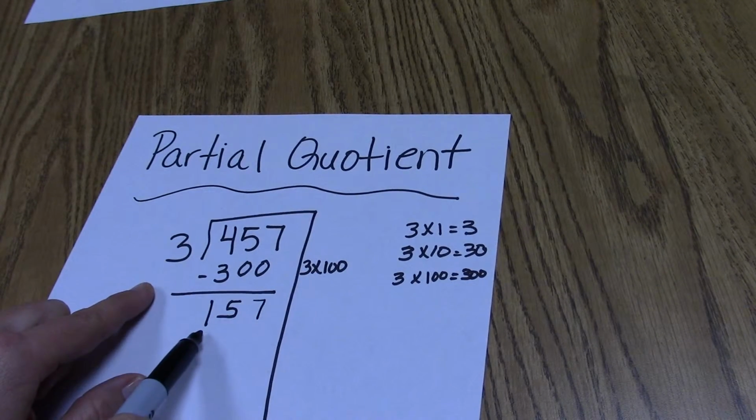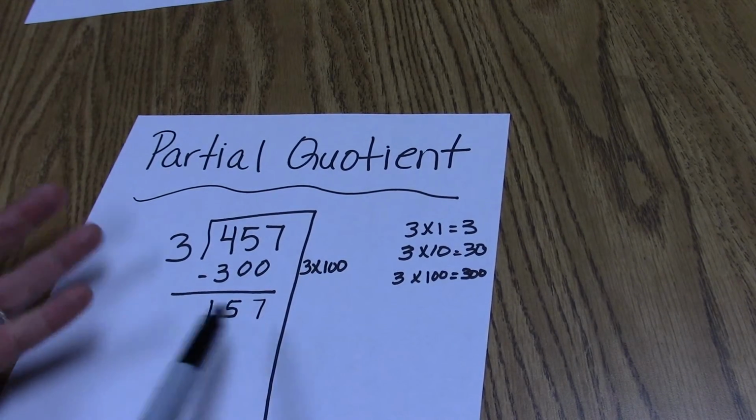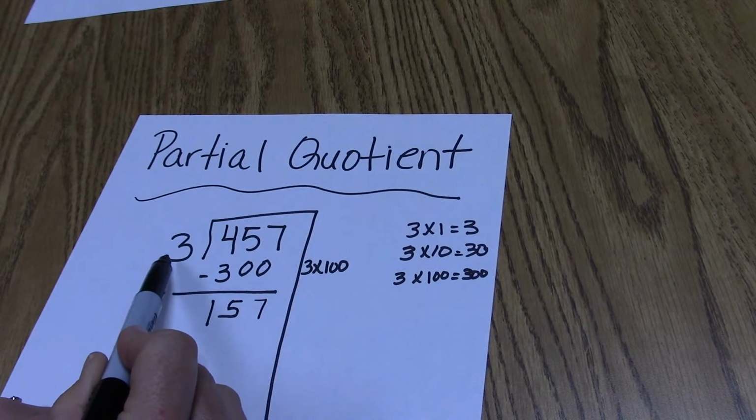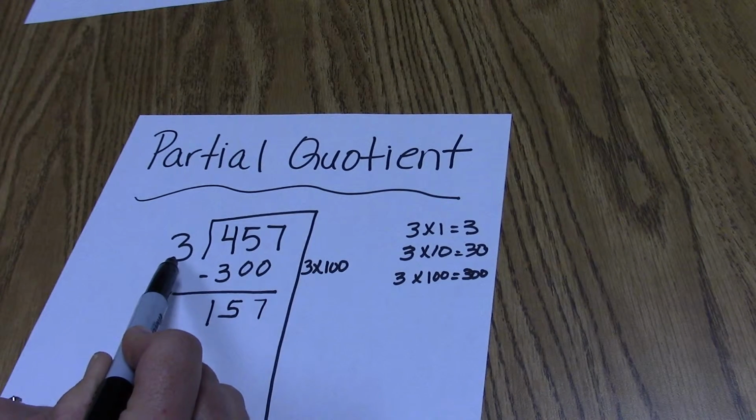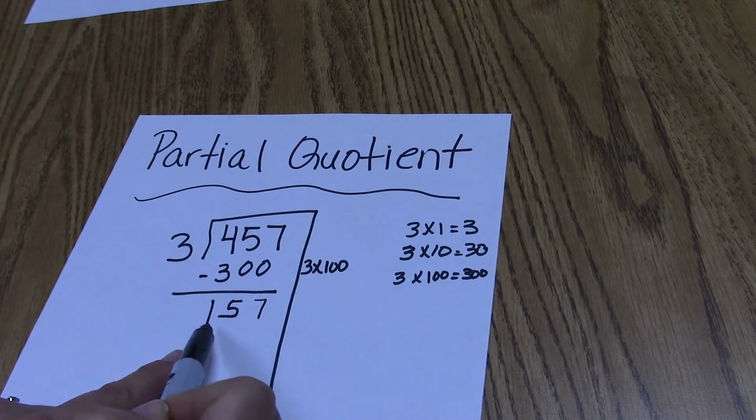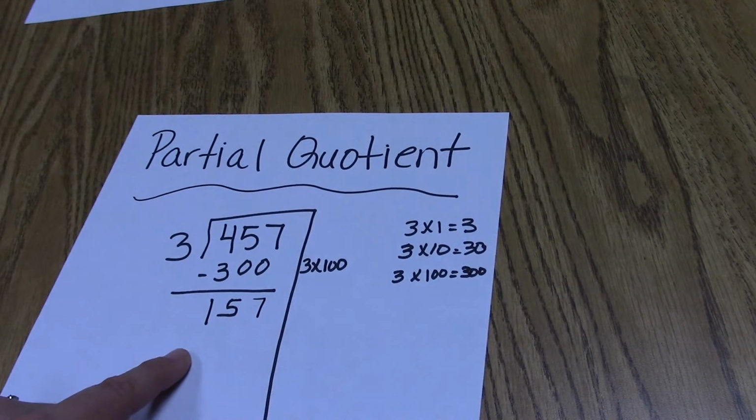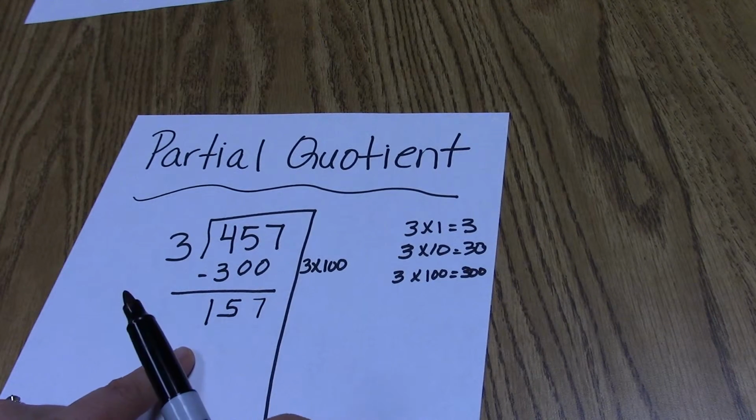Well, let's see, I have 157, and I like to tell my students to think about the first number. How many groups of 3 go into 1? Well, there are no groups of 3, so I need to go on to the next number, but I do know that there are 5 groups of 3 in 15 because I have memorized that 3 times 5 is 15. So I am going to go ahead and think about that fact.